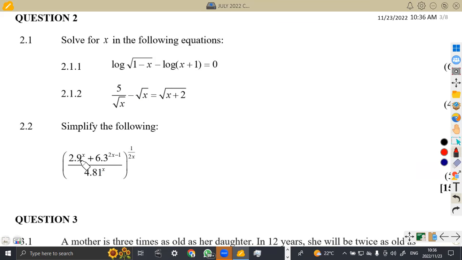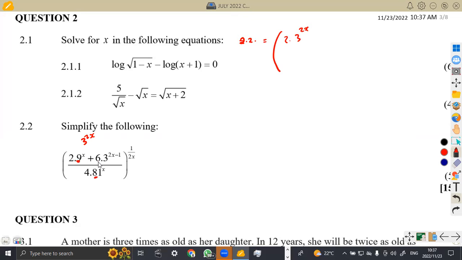In this case, we can target a base of 3. We have got 9, we've got 81, they can be written in terms of 3. 9 is the same as 3 to the exponent of 2, but we've got x, so it's going to be 3 to the exponent of 2x. So that means this part can be written as 2 by 3 to the exponent of 2x.